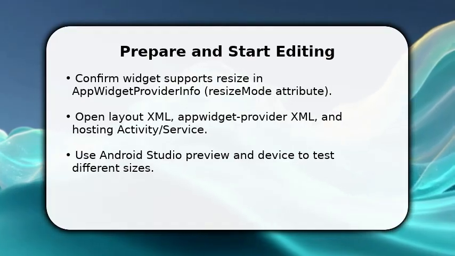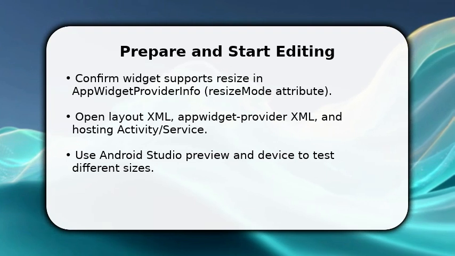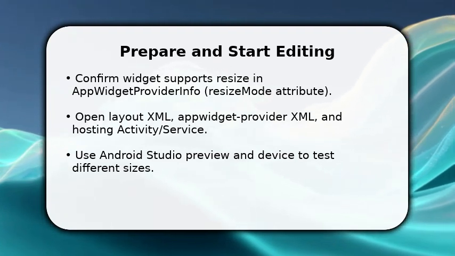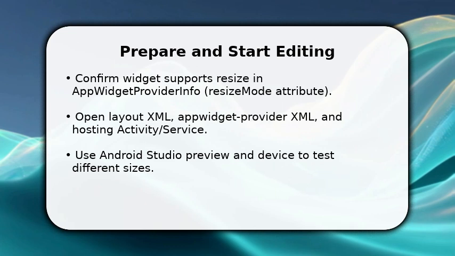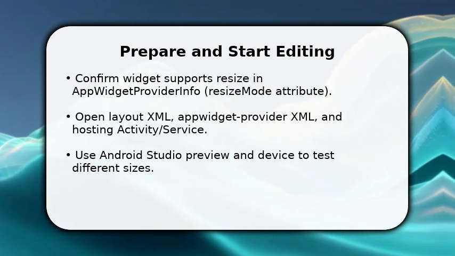You begin by making sure the widget is declared resizable. Check the app widget provider info XML and set resize mode to horizontal, vertical, or none.